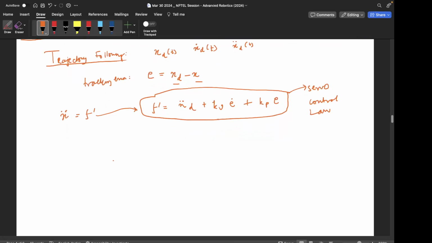Okay, now we put this f dash in the unit mass equation, so it becomes, right. And if I take the x double dot term on the right hand side, this equation becomes, we can write the entire equation in terms of e and its derivatives.